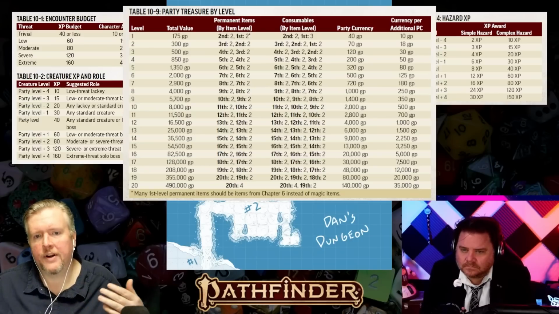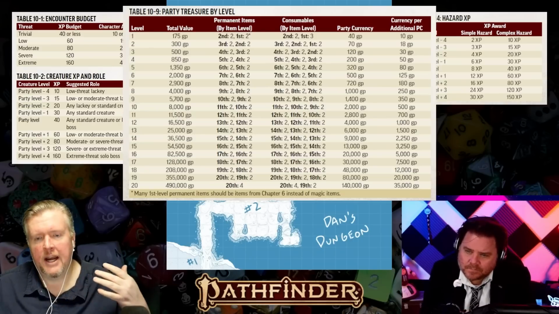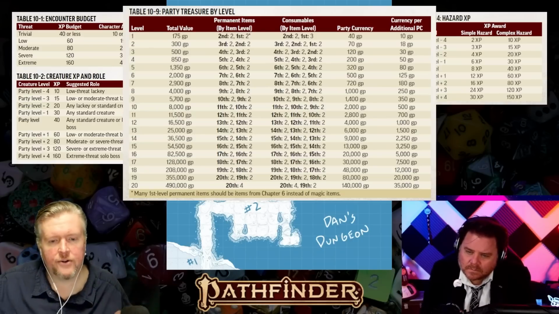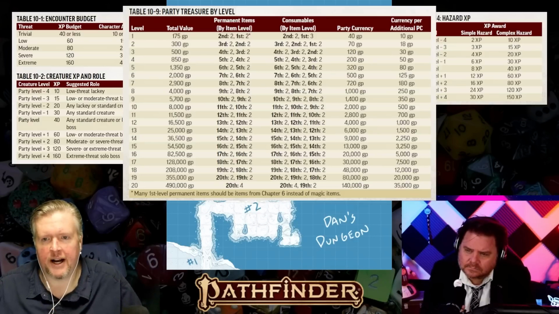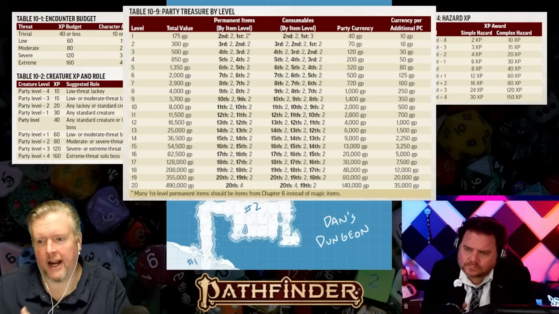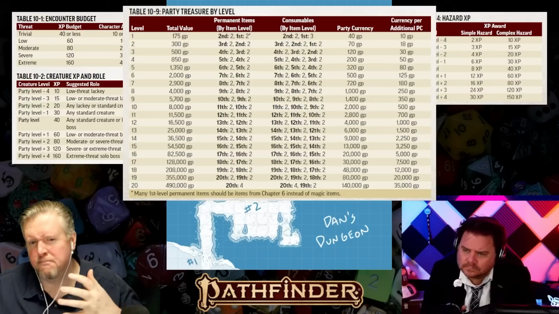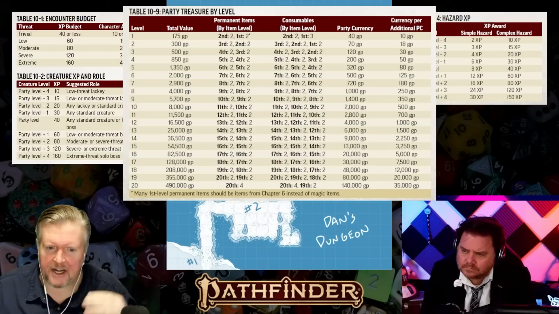So if they're first level, you're going to want to give them, and it breaks it down either by total value, so you can kind of shop in the book to give them whatever you want, or it breaks it down by give them this many permanent items, this many consumable items, and this much in just money, or things that are worth money, right?